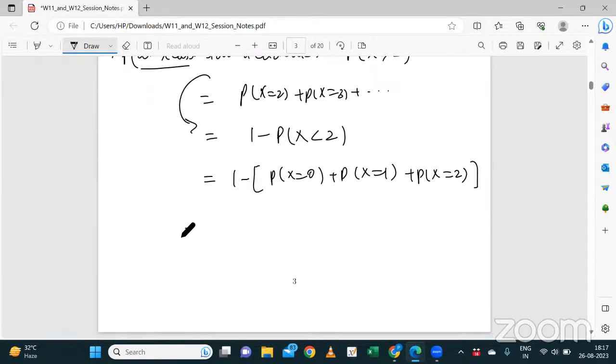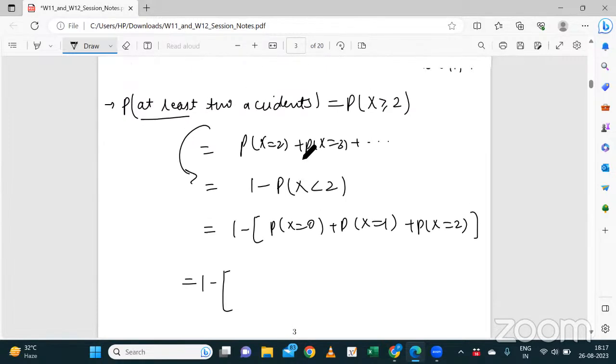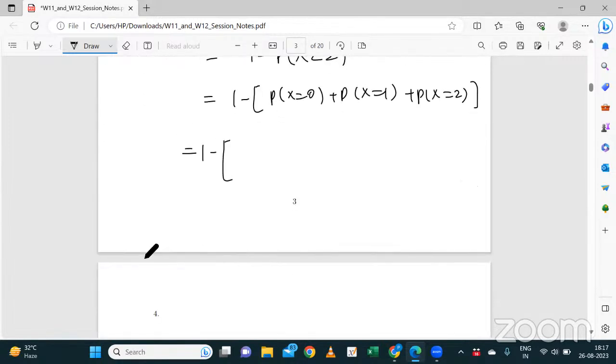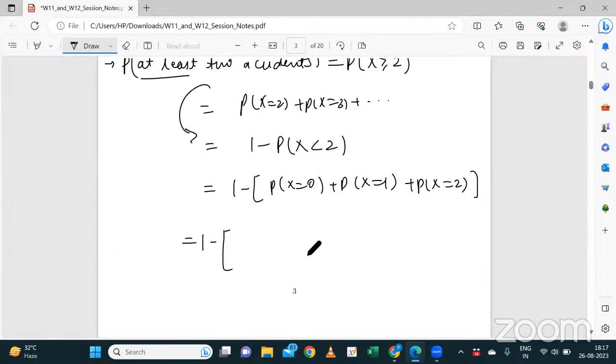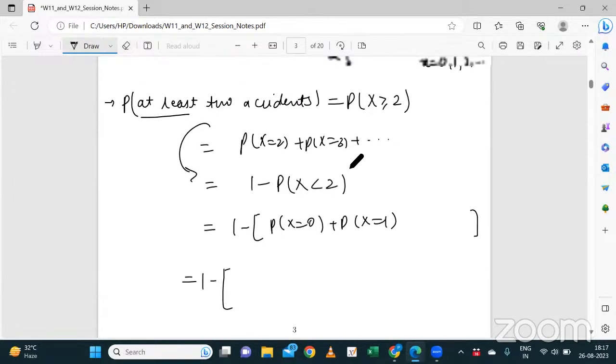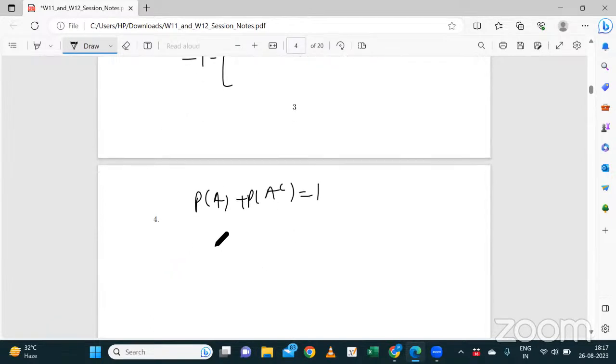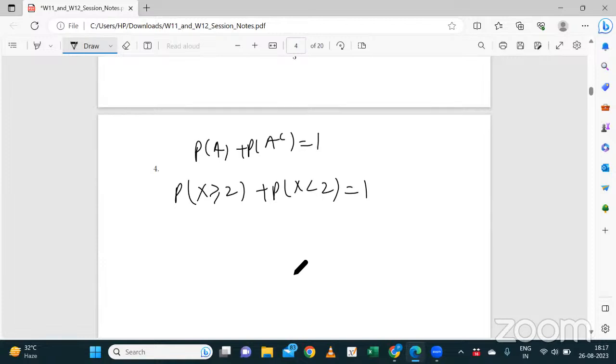Can you please explain this part? See, only till X equal to 1, right? Oh, okay, yeah. Great, good catch. So it will be probability X equal to 1. So why have I written it like this? Because you know, probability of A plus probability of A complement should be equal to 1. Sum of total probability. I'm saying probability of X greater or equal to 2 plus probability X less than 2 should be equal to 1 or not? So probability X less than 2 means what?